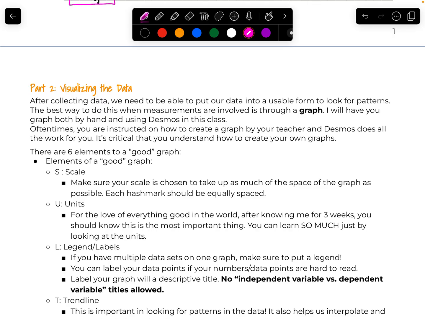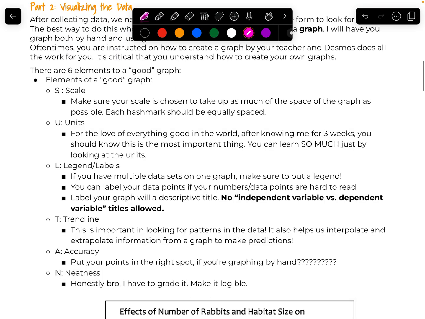So there's 6 elements to any good graph. I want you to use the mnemonic Sultan to help you out with remembering what would need to go in a good graph when you make yours in this class. So here are the things. First off is scale. You want your graph to take up as much space on the page or on the graph, whatever you're looking at, as possible. And each hash mark also should be equally spaced. You don't want to start counting by 5s and then randomly start deciding you're going to count by 20s. That's crazy because then each hash mark is not worth the same amount and your graph is going to look skewed. Don't lie to the people.